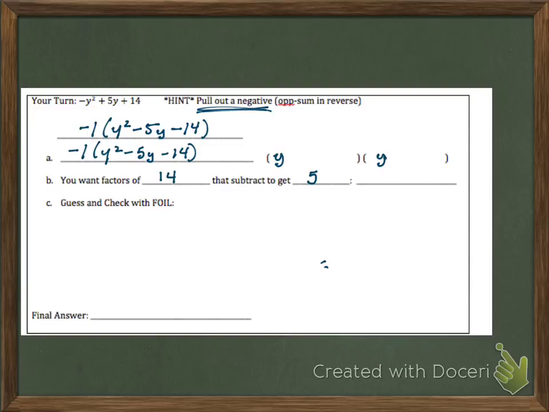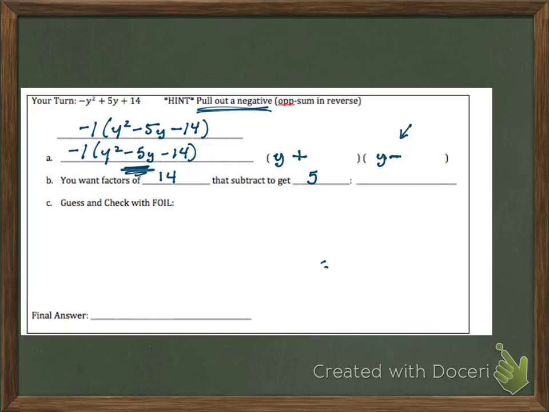So, and I know I'm going to have two different signs because I have that negative 14, that negative product, which means I need opposite signs for each binomial to get that negative product. And again, I need to subtract to get 5, and because that 5 is negative in the middle term, I want the higher value to be the negative one.